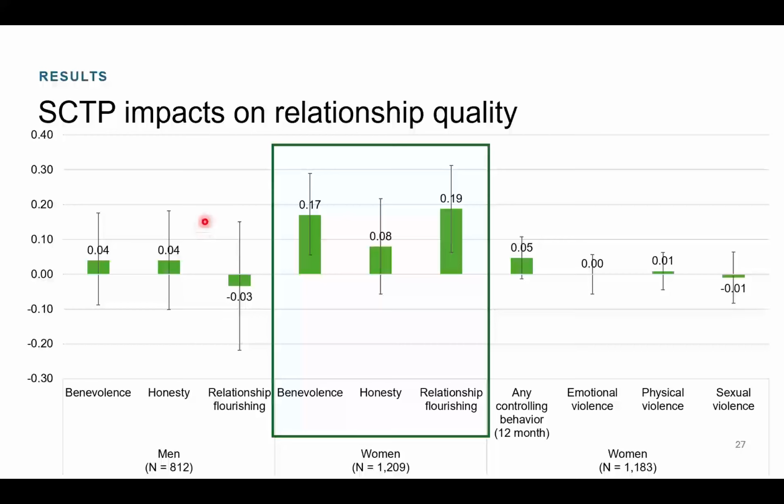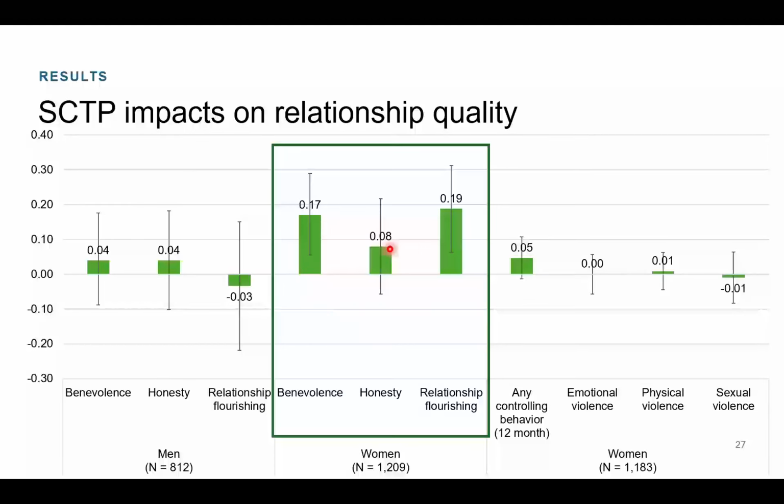So what are we finding on relationship quality and IPV? First of all, let's look at IPV. We don't actually see any impacts on reduced exposure to IPV in this sample. So that's the first thing. And that's not necessarily a surprise, but what we do see is that there are some positive impacts on relationship quality, but they're concentrated in women.